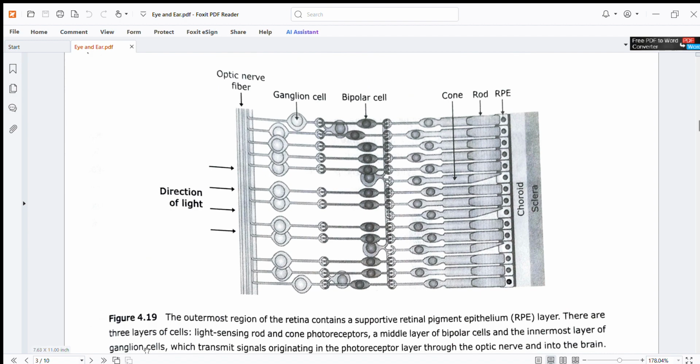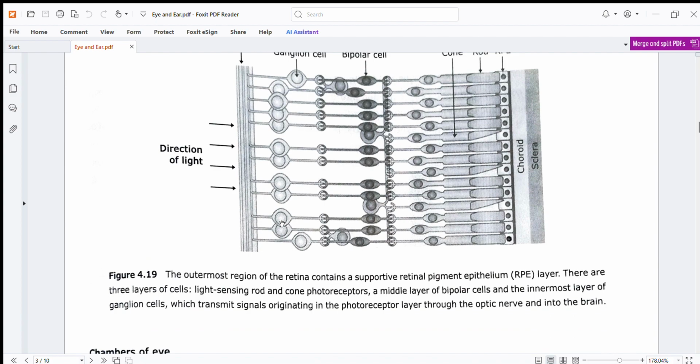There are 3 layers of cells. Here are the light sensing rods, and this one is the cones, the photoreceptors. A middle layer of bipolar cells, and the innermost layer of the ganglion cells. These are the bipolar cells. The inner layer is the ganglion cells, which transmit signals originating in the photoreceptor layers through the optic nerve into the brain.